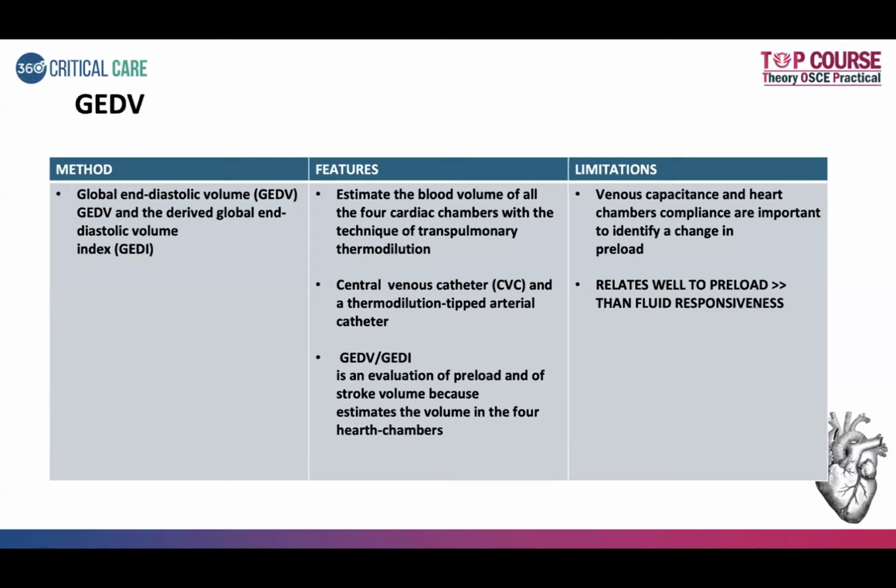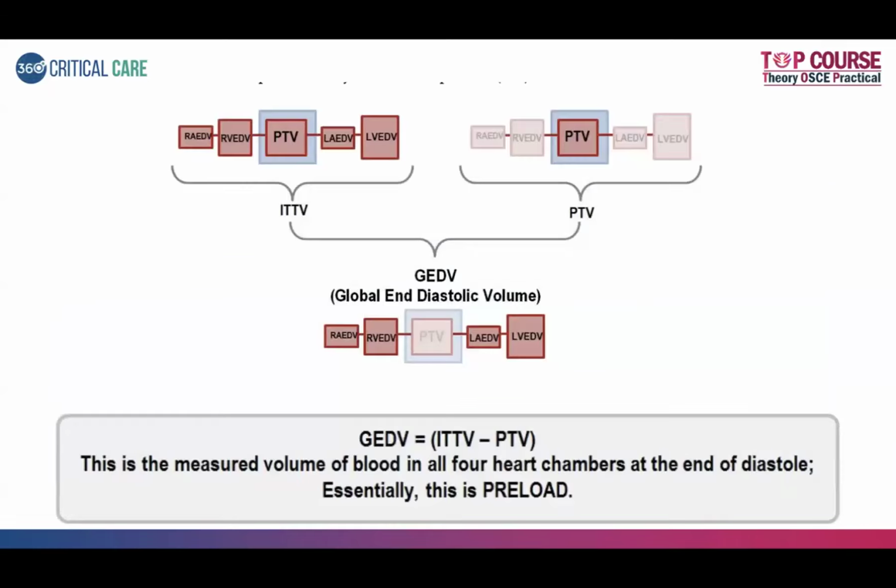When we measure this global end diastolic volume or the index, it is an evaluation of preload and the stroke volume, because it estimates the volume in all the four chambers of the heart. For this, the venous capacitance as well as the heart chambers' compliance should be normal. If you see this picture, the global end diastolic volume measures the blood volume in all the four chambers of the heart. It is usually derived with the formula intrathoracic thermal volume minus pulmonary thermal volume. I will explain this better when we are discussing the transpulmonary technique.